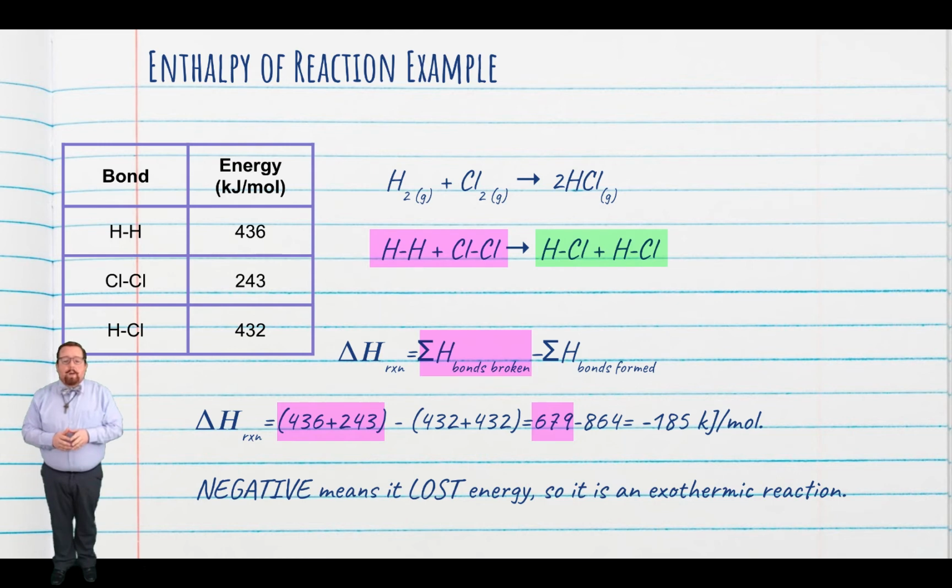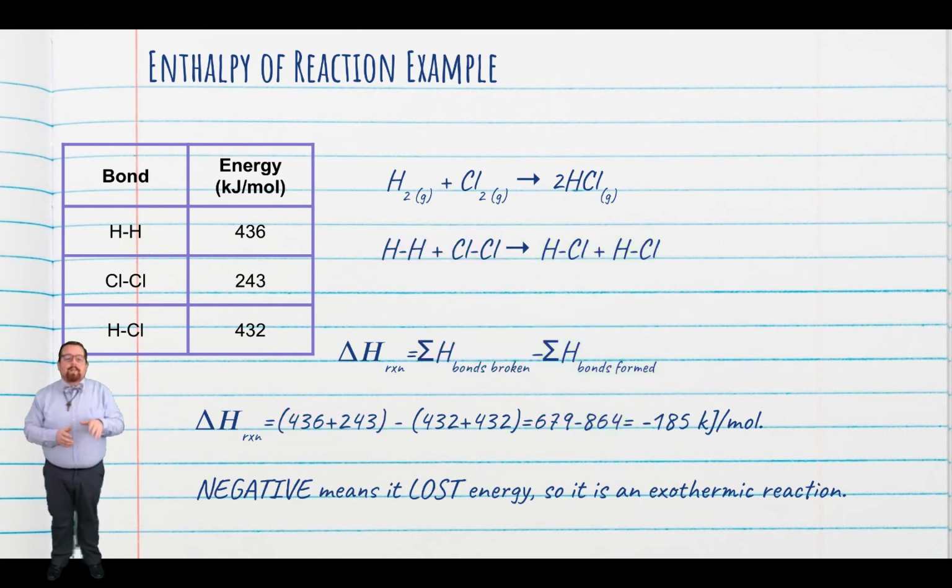On the product side, we're going to form two hydrogen chloride bonds, so we need to add that energy together twice. One hydrogen and chlorine bond is 432 kilojoules per mole. That gives us the total energy of bonds formed to be 864 kilojoules per mole. Now, take the energy of the bonds broken and subtract the energy of the bonds formed. This tells us that our enthalpy change of the reaction is negative 185 kilojoules per mole. Since it's negative, that means it lost energy, making it an exothermic reaction.